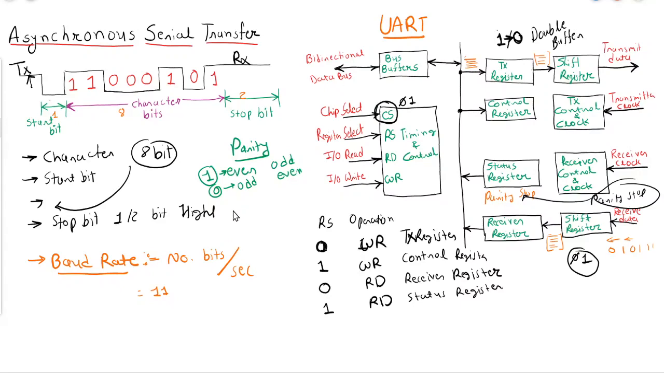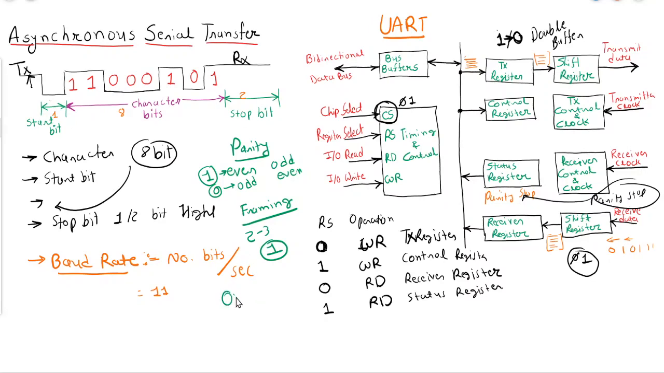Next is framing error. So what is framing error? Many times, instead of receiving 2 or 3 stop bits, the receiver will receive only 1 stop bit. That is known as framing error. The right number of stop bits is not detected at the end of the received character. So that is known as framing error.